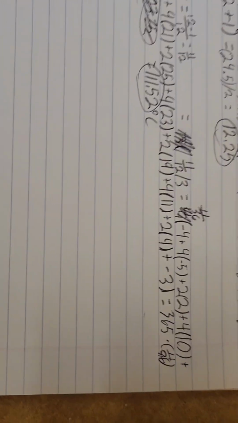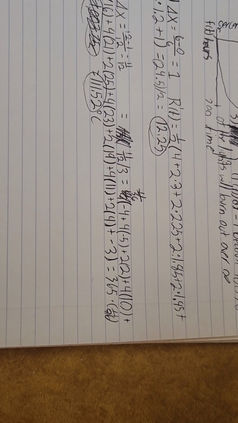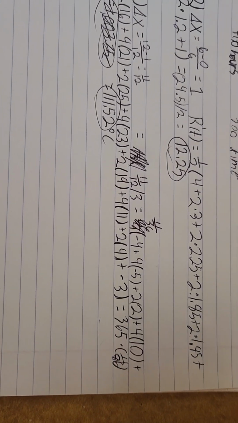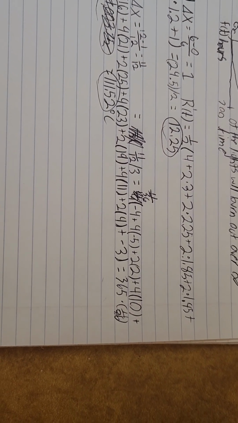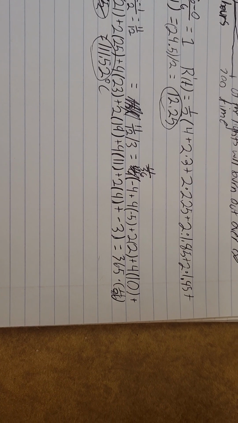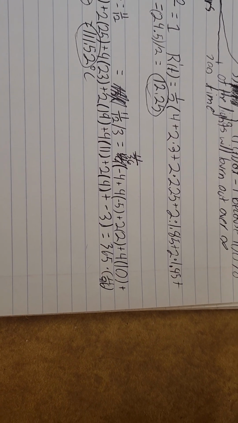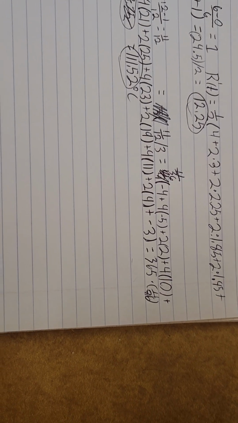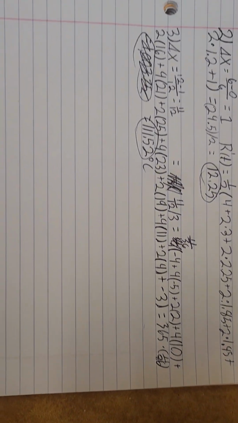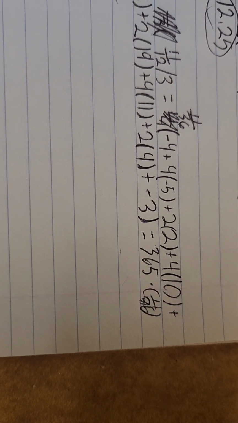Then you bring that over here, you put your delta x over 3. 11/12 over 3 is 11/36. I did it wrong the first time, that's why there's a few scribbles. Forget how division works. But then you multiply that by 1 times your first data point, plus 4 times your second, 2 times your third, 4 times your fourth, and so on, doing the 4-2 pattern all the way to the end until you do 1 times your last one again.